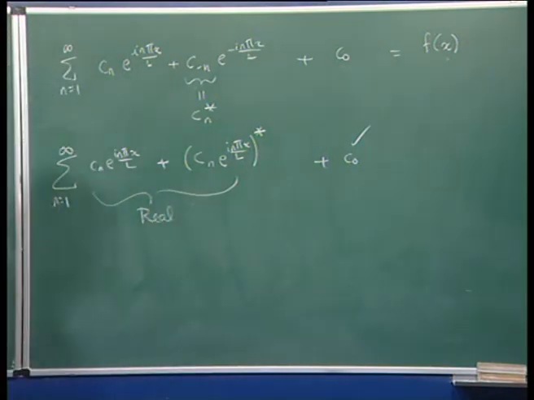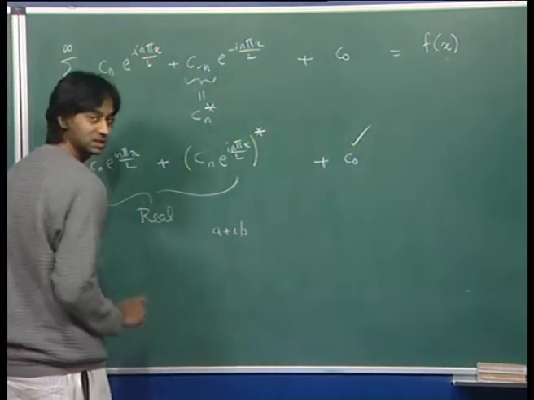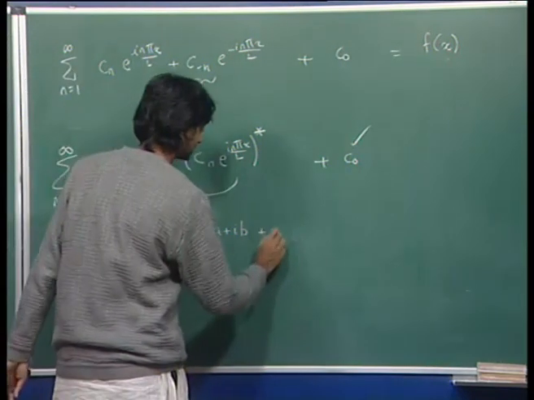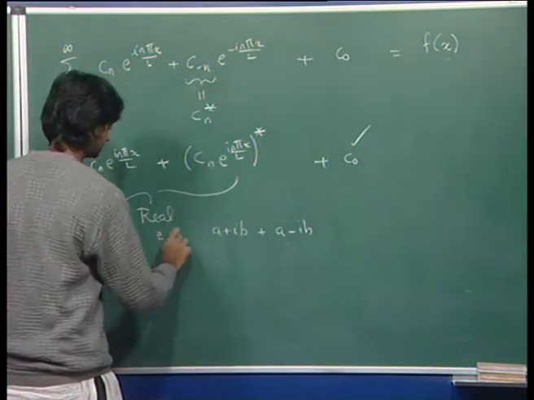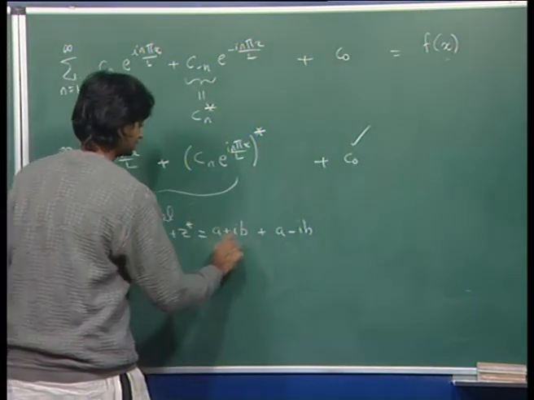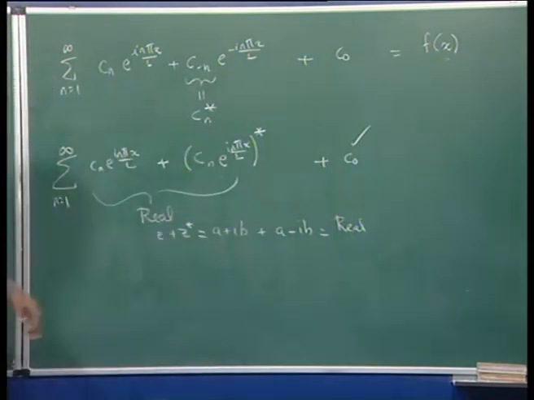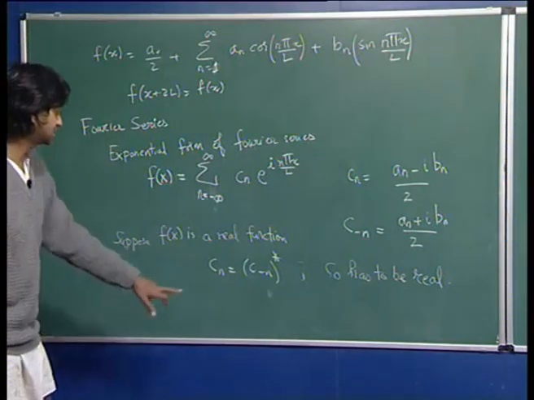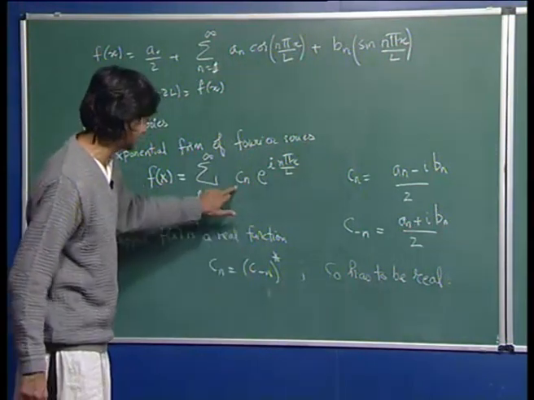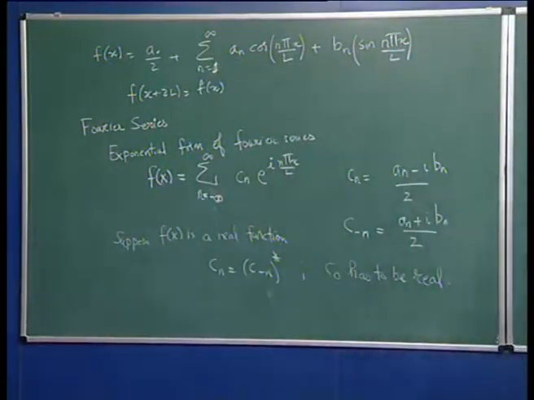Okay. So, if you have a complex number like a plus I b, the complex conjugate of that is a minus I b, and so this is a real number. So, it is just 2a. So if you have a real function, then the Fourier series in the exponential form has this condition between C n and C minus n.